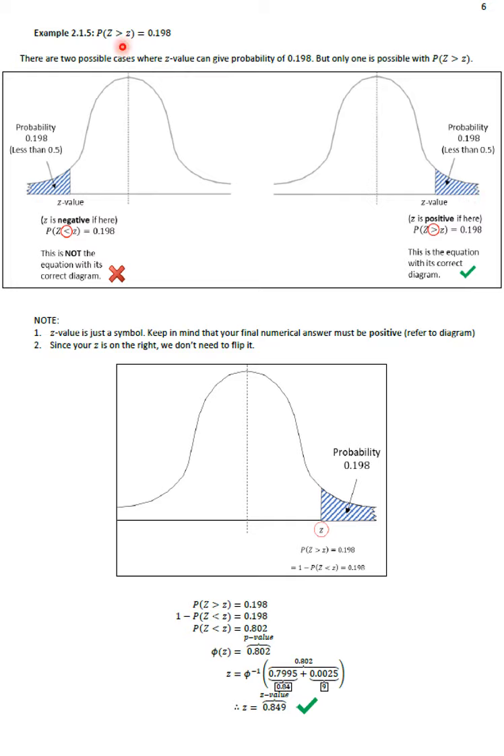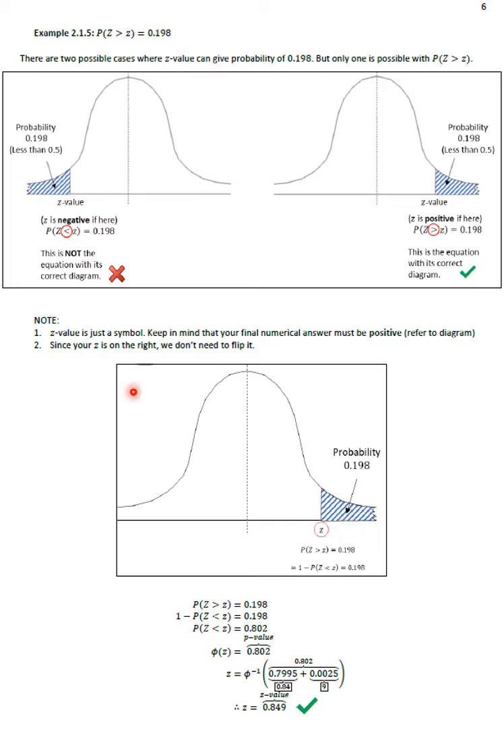Look at the sign, greater than Z. This one is less than Z, we reject that. This is greater than Z, so this is the one that we want. If you look at your Z, it is on the right side of your mean. You should be expecting a positive numerical value. You don't need to flip it. So now let's work on this and find the Z value.